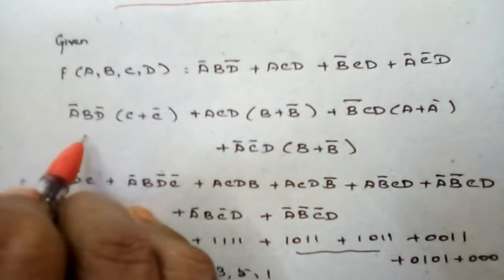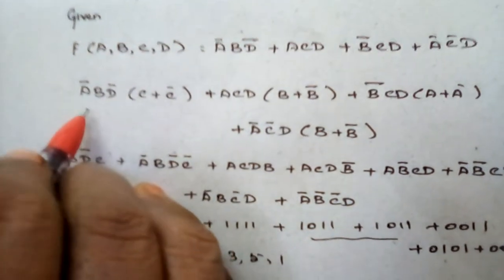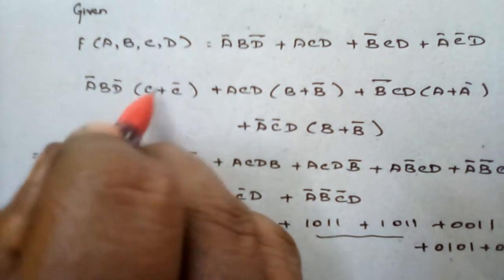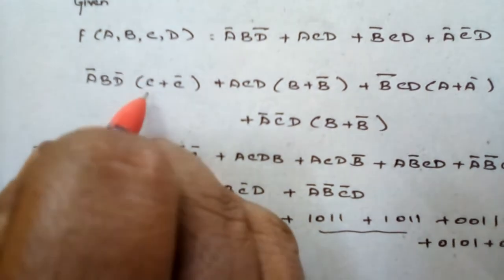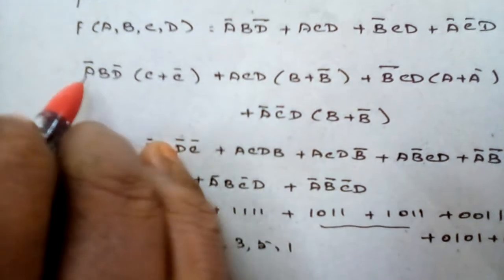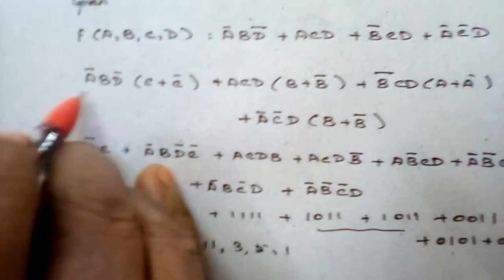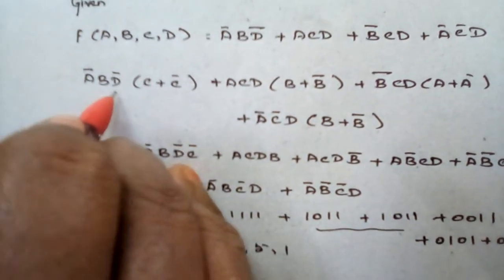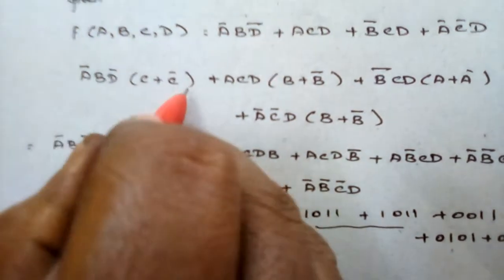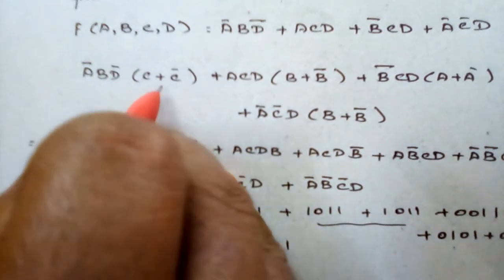This is the function, right? For the provided function, we have the 4 inputs. We need to convert this into the four variable type, right? For converting this, multiply with the term and its complement for the provided variable. Here a bar b d bar, the term c is missing, so I am multiplying with c plus c bar.